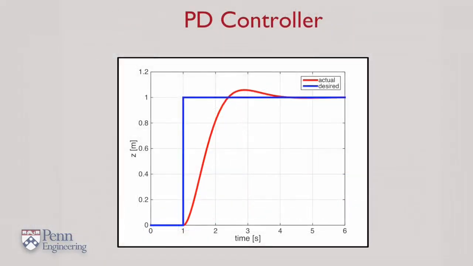And you can see that the error starts out being non-zero and then eventually settles down. There's an overshoot. The red curve overshoots the desired blue curve, but eventually settles back down so that the red and the blue curve coincide.